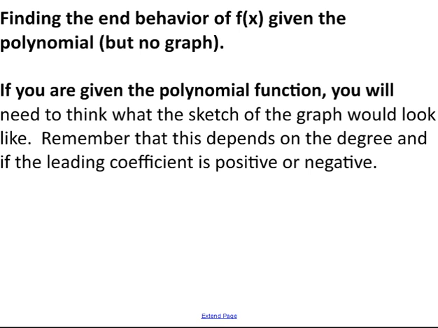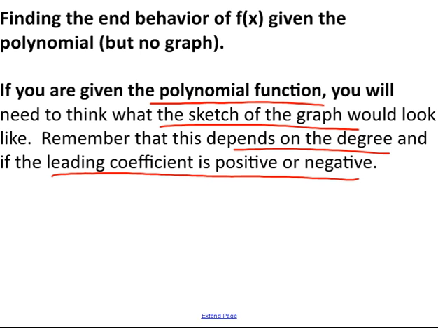What happens if I want to know the end behavior of a graph, but I don't actually give you the graph? All I give you is the equation. If all I give you is a function, an equation, you'll have to think about what the sketch of the graph would look like. This depends on the degree of the polynomial and if the leading coefficient is positive or negative.